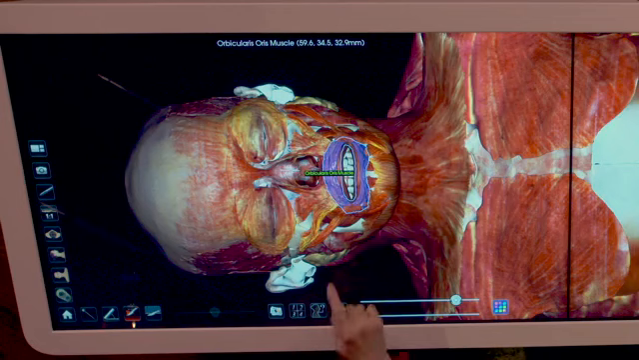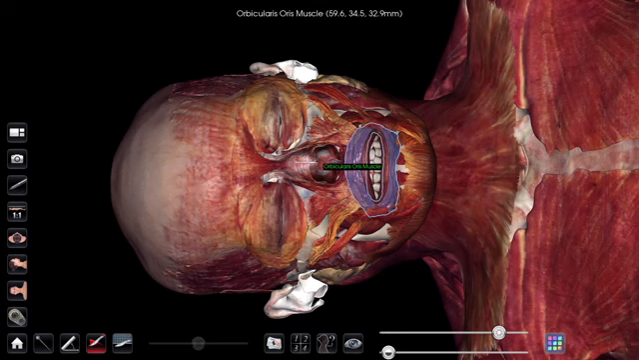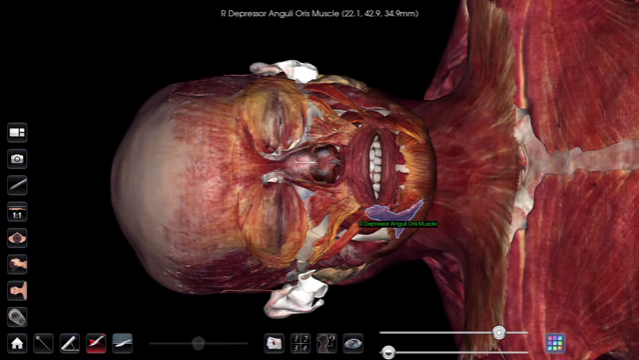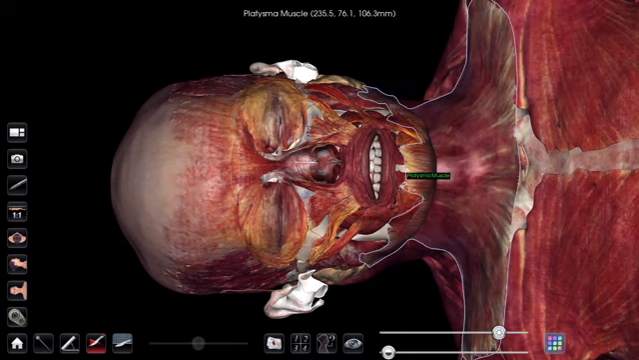Here's orbicularis oris, an orb-shaped muscle that runs around the lips for puckering up. We can see over here the depressor anguli oris, a frowning muscle, as well as platysma, sometimes called the shaving muscle. It's within the skin of the neck. And if you remember, these muscles largely insert on skin, so they're very different from other skeletal muscles.